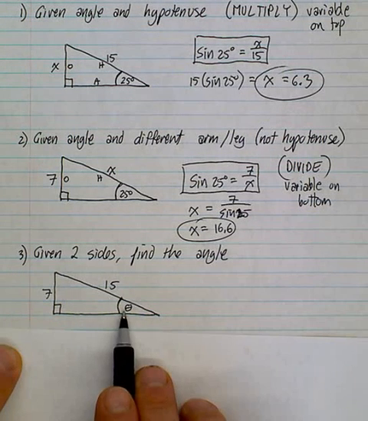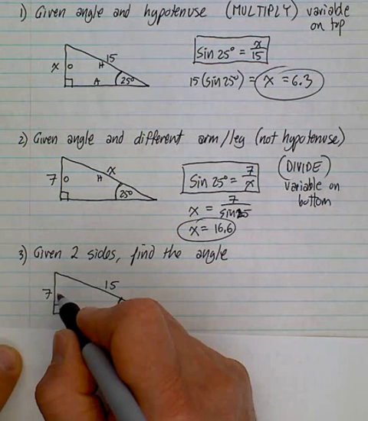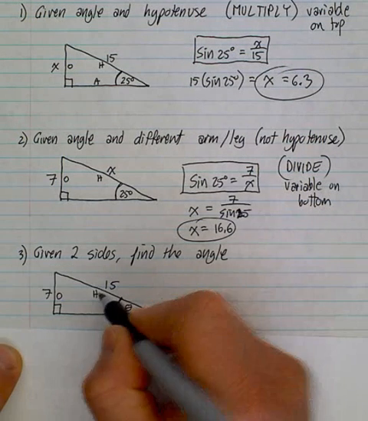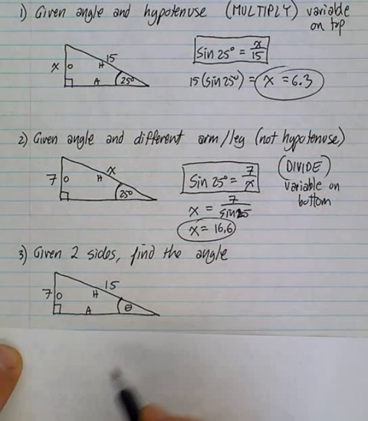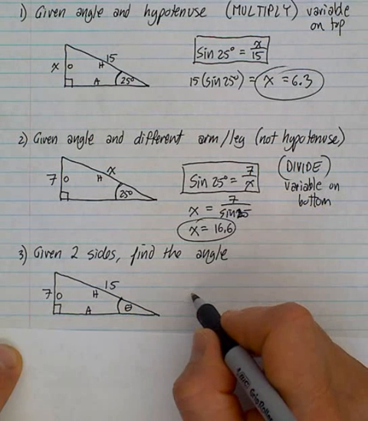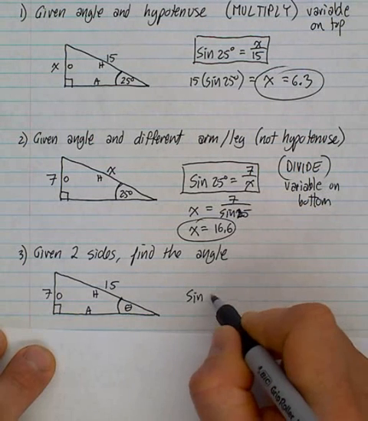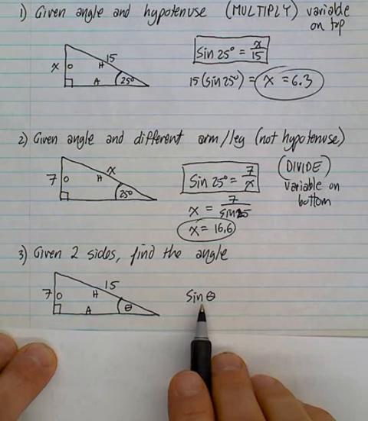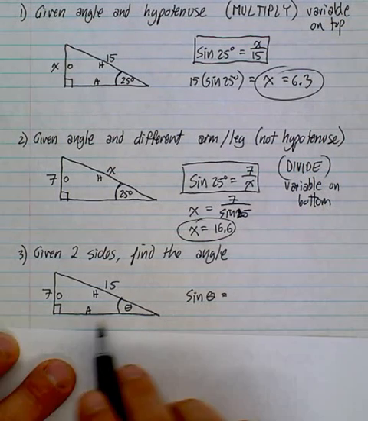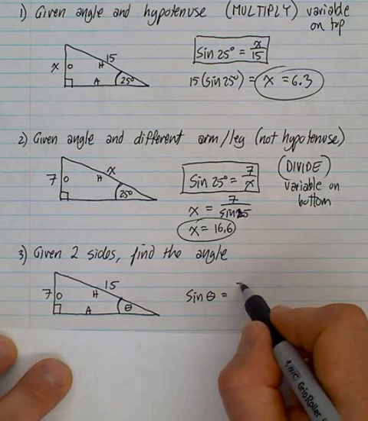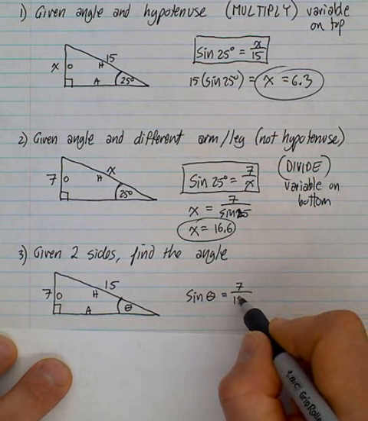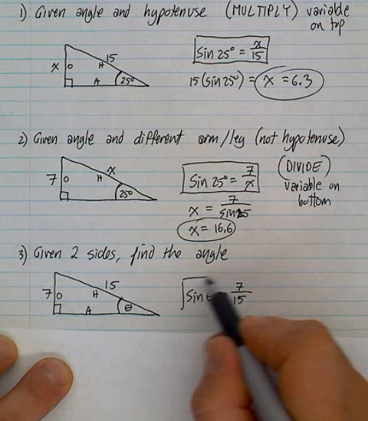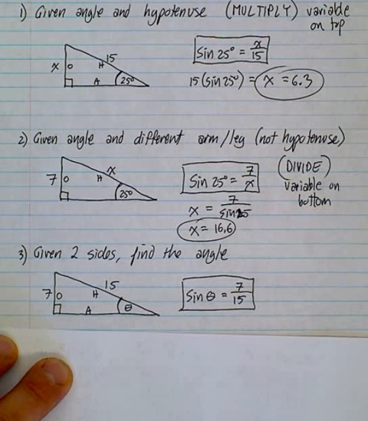Okay, so this is the angle, still the opposite side, and still the hypotenuse. We'll call this the adjacent, but we're only using O and H. So we're taking sine of the angle, but I don't know what the angle is, so we'll just call it theta. But I do know that it's going to be the opposite, which is 7, over the hypotenuse, which is 15. Again, you need to create this ratio.